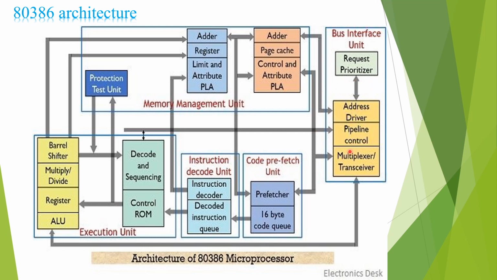Bus interface unit fetches the instruction and stores it in a prefetcher queue. After that, the prefetcher unit sends the instruction to the decoder unit. Instruction decoder unit decodes the instruction and stores it in a decoded instruction queue. One by one, instructions are sent to the execution unit. An execution unit performs an ALU operation on an instruction and stores data in different registers and sends it to the memory management unit, right? This way the operation is carried out.